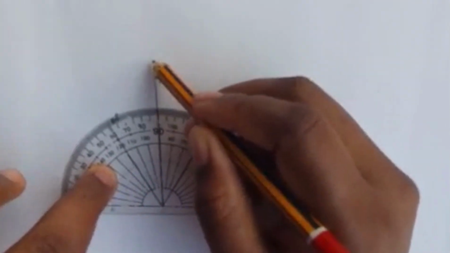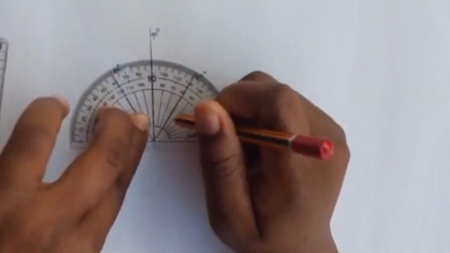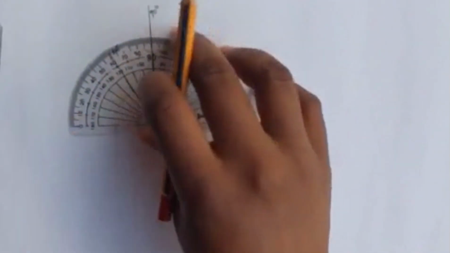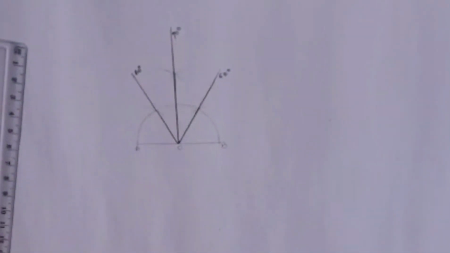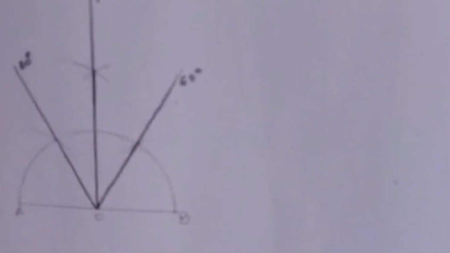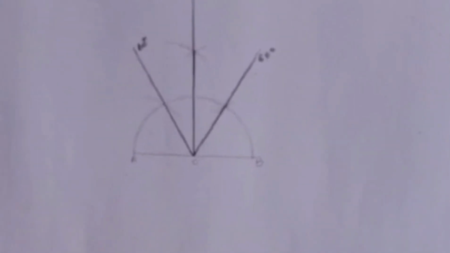It's on the same straight line with my protractor, and the 60 degrees is also here, as you can see, so it's correct. So if you want to cross check your angles, what you do is you use a protractor and you just check.